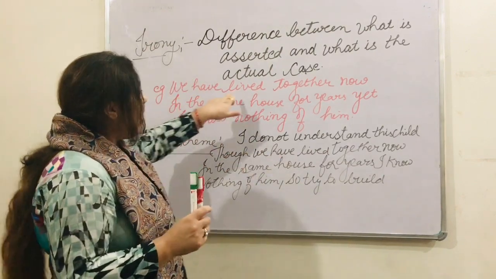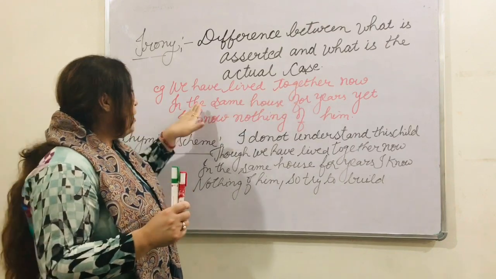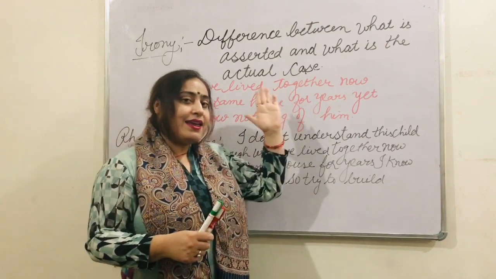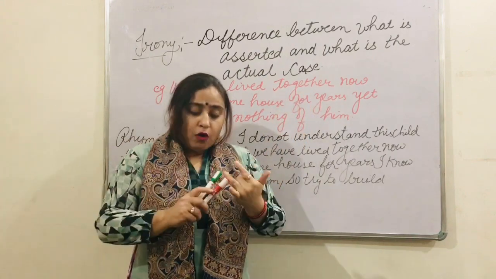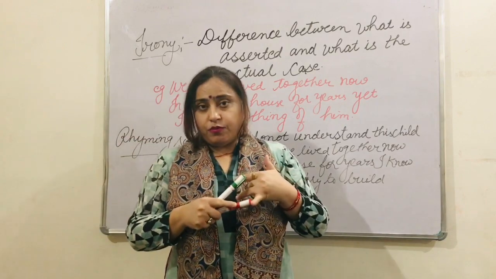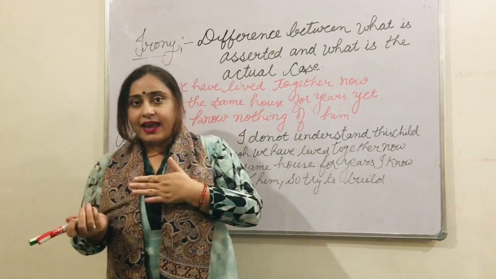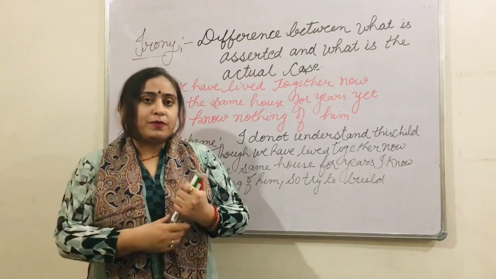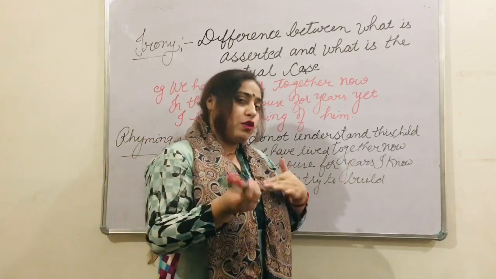Alright guys, we have lived together now in the same house for years, yet I know nothing of him. Here lies the irony. On one end, he's saying that we are living under the same roof, and on the other end, he's saying that we are strangers to each other. This is not possible. So that is why it is different from what is said.